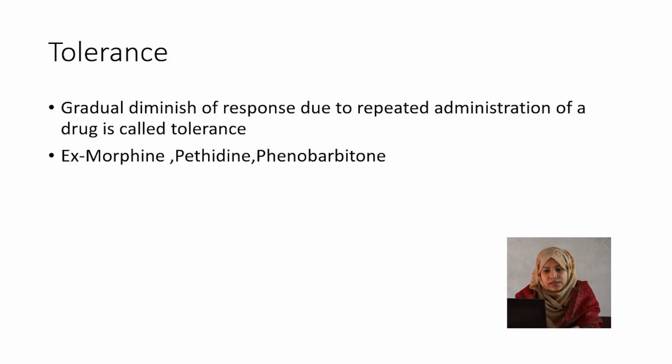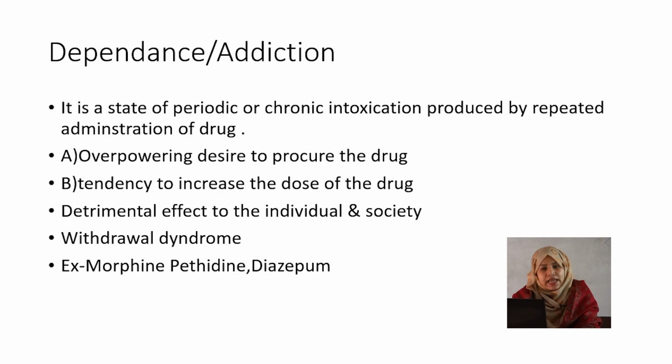Now, I will focus on some important topics: tolerance, dependence, and habituation. What is tolerance? Tolerance is gradual diminishing of the response due to the repeated administration of a drug. Morphine, pethidine, and phenobarbital cause tolerance. That means if a patient uses them for a long time, the drugs produce tolerance in the body of the patient.